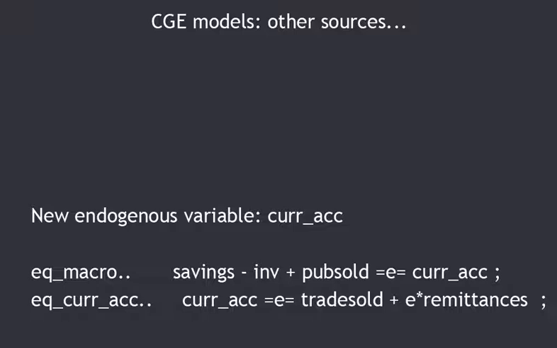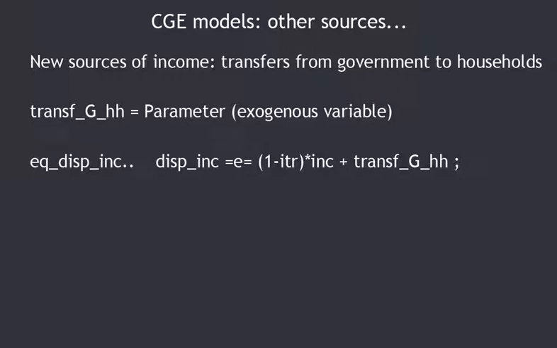And of course, the macroeconomic balance is modified to include the current account. Savings minus investment plus public sold is equal to the current account. We also introduce a new source of income, which is transfers from the state to households. So this is a new parameter called trans_G_HH. It is in fact also an exogenous variable, and it is part of the equation determining the disposable income.